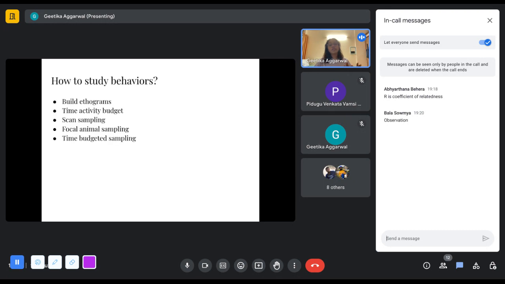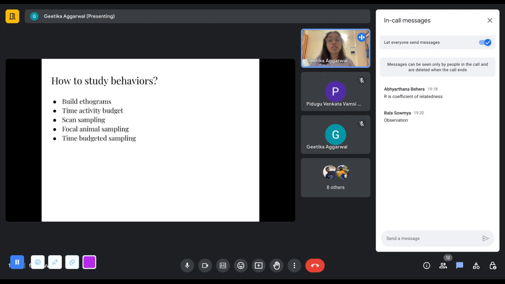So basically, you go out to the field, and for studying behaviors, you can build ethograms. I will tell you what are ethograms. Or you can build time activity budgets, which would mean, if different behaviors are being performed, what is the amount of time that the organism is spending on these different behaviors. The ways of doing this would be scan sampling, focal animal sampling, and time budgeted sampling.